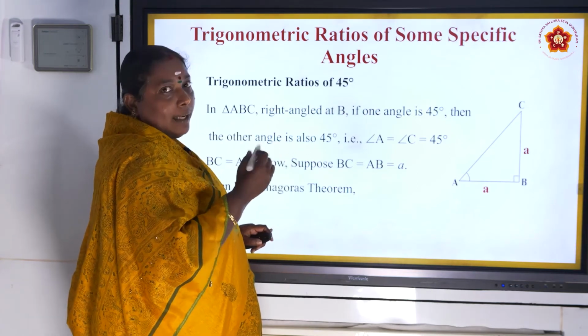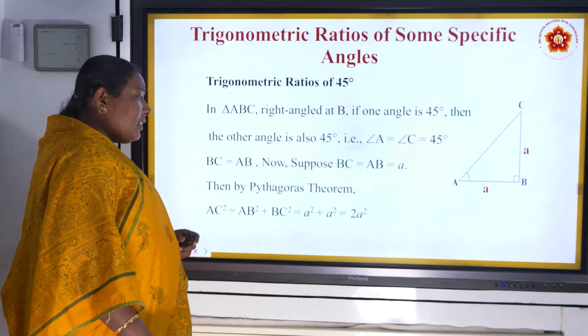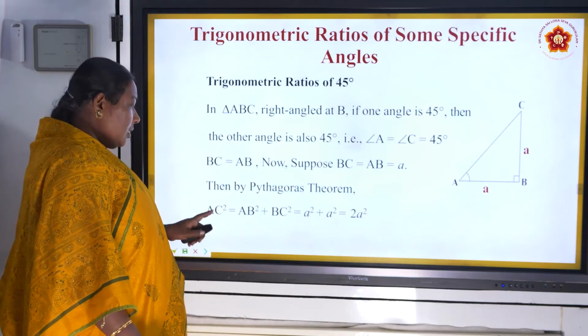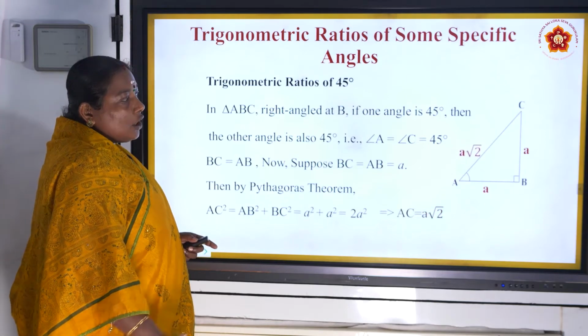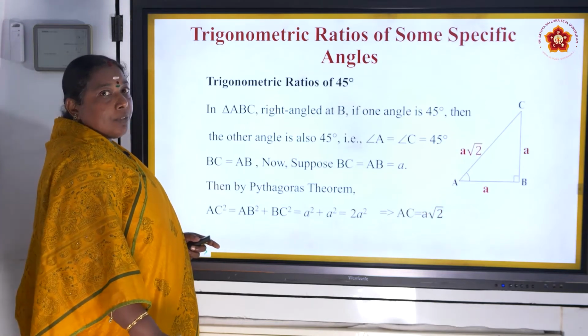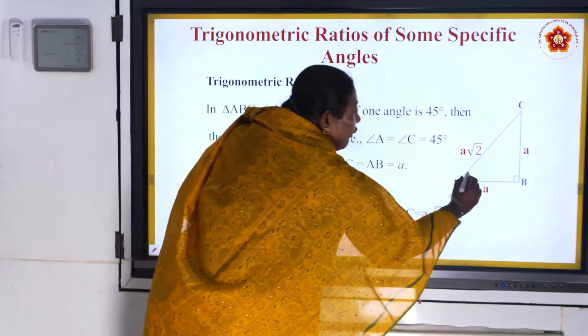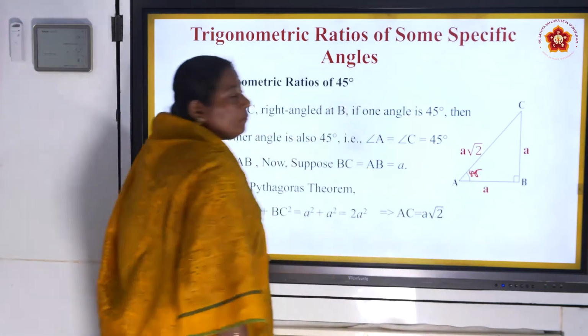Now I have to find my AC. Easily I can find it with the Pythagoras theorem, right? AC square is equal to 2A square. That means AC is equal to A root 2. Okay, now I have 45 here.